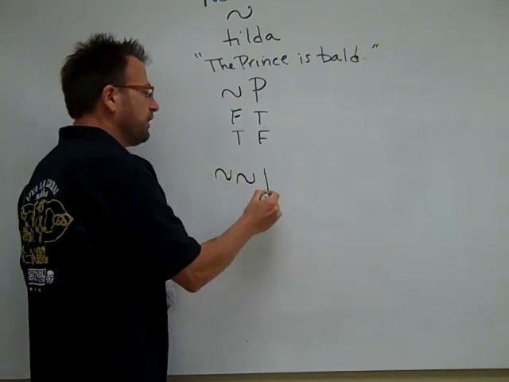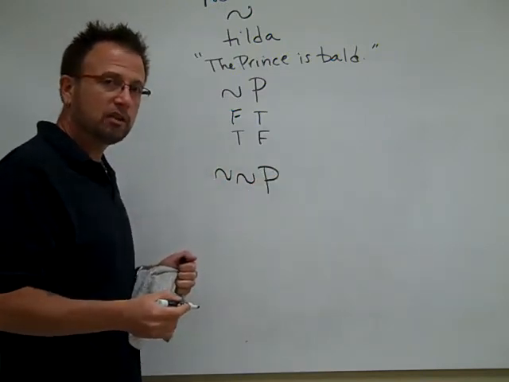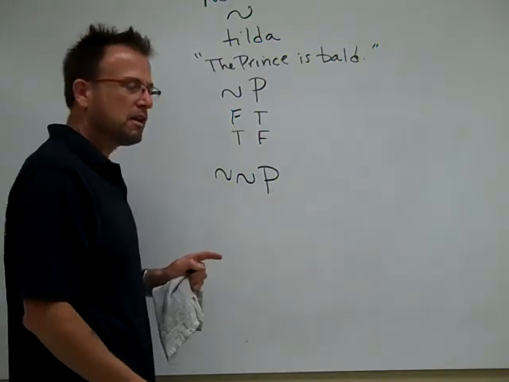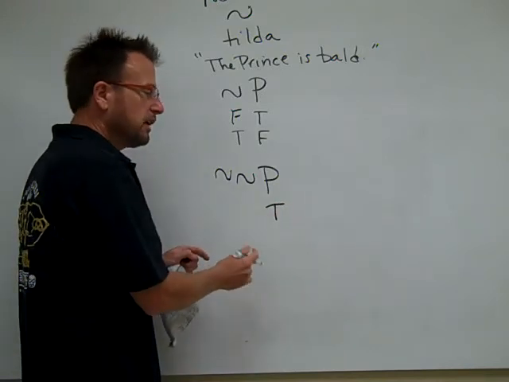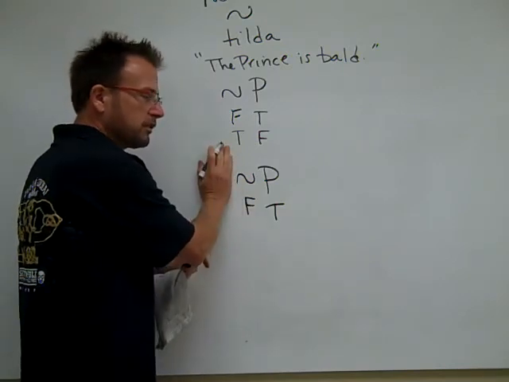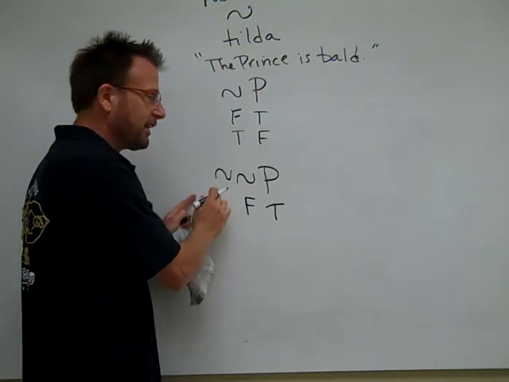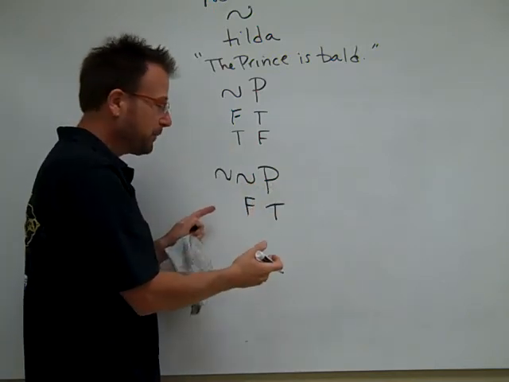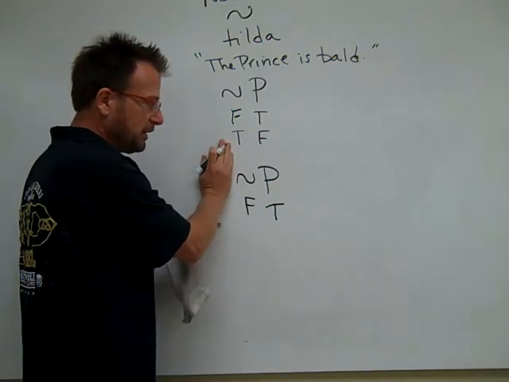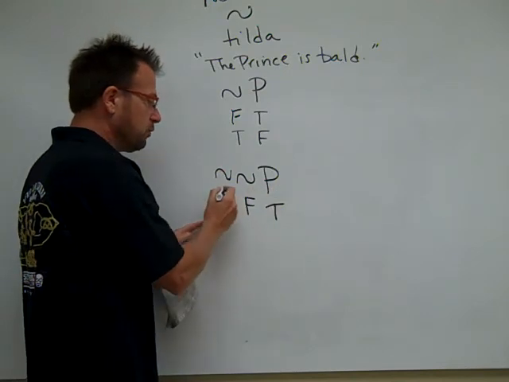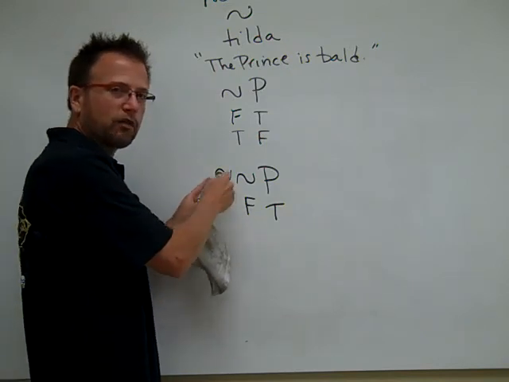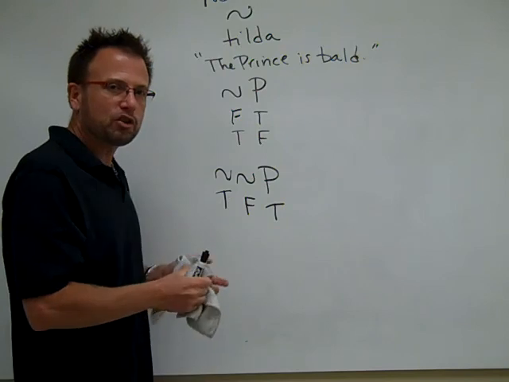Now, one other thing I want to say is this. What then would be the truth value of the statement tilde tilde P? This says it is not the case that it is not the case that the prince is bald. Well, if the prince is bald, then the statement it is not the case that the prince is bald would be false. So what would the statement it is not the case that it is not the case that the prince is bald be? Well, if the tilde requires you to flip the logical operator, and if tilde P is false, then tilde tilde P would have to be true. So the tilde always requires that you flip the logical operator of the statement to which it is appended.